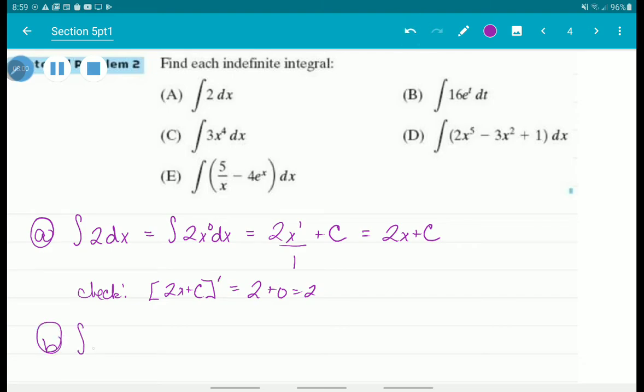B is asking us to integrate 16 e to the t dt. Notice they've got a dt here that tells us that we're going to have t's in our answer. So I'm going to pull the 16 out. When I integrate e to the t, I get e to the t plus a constant.